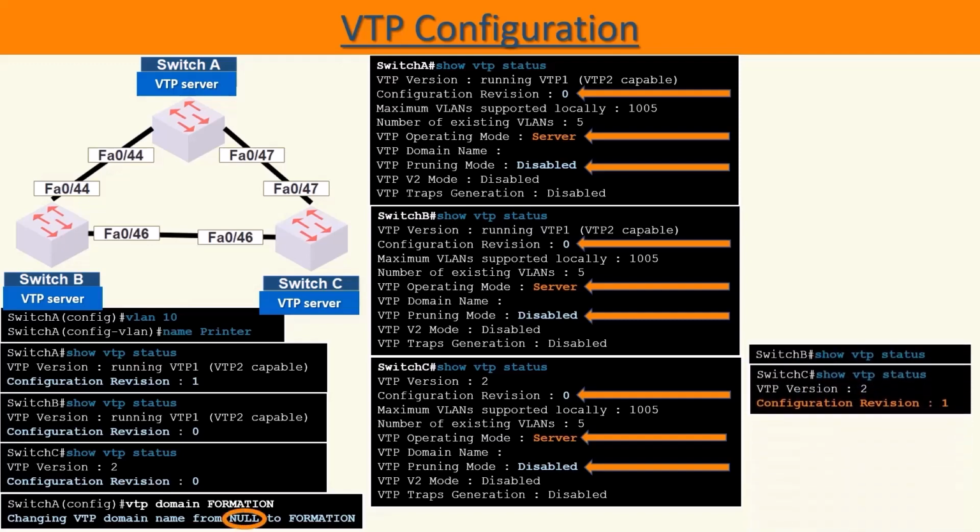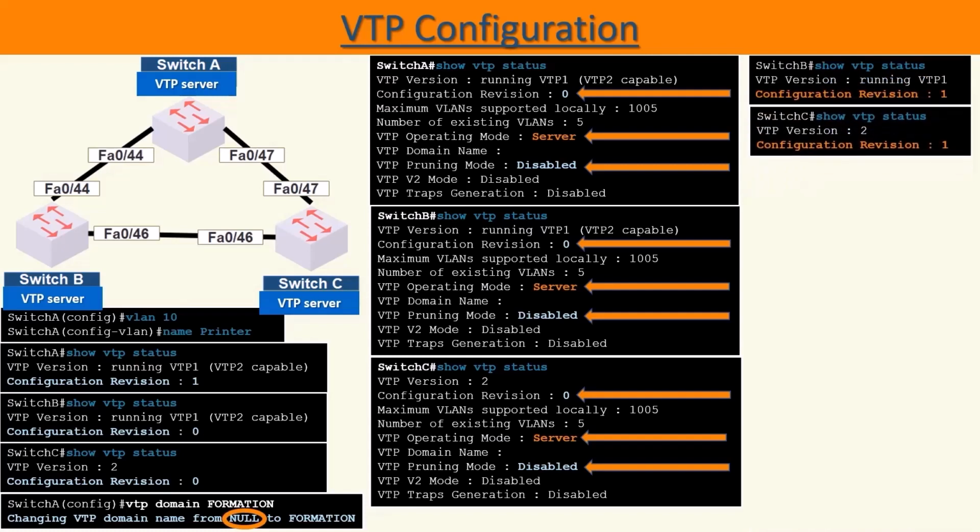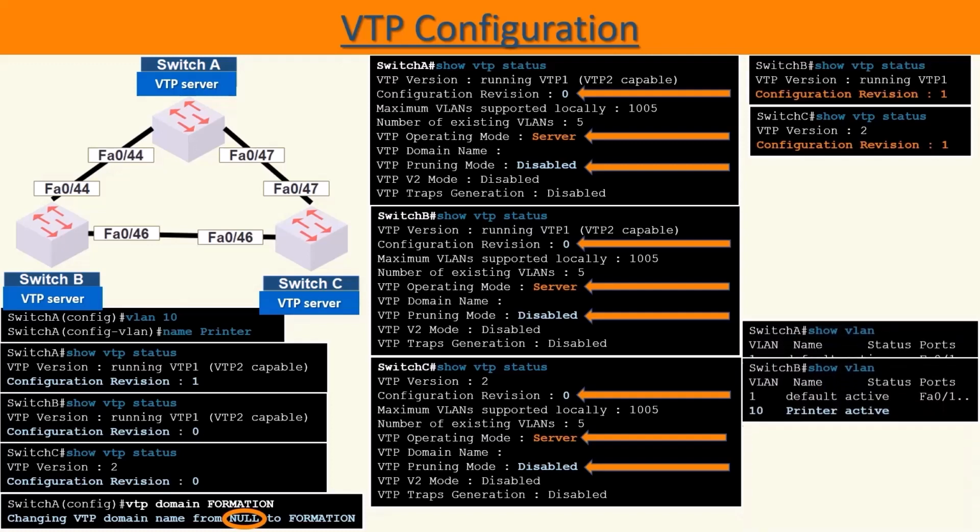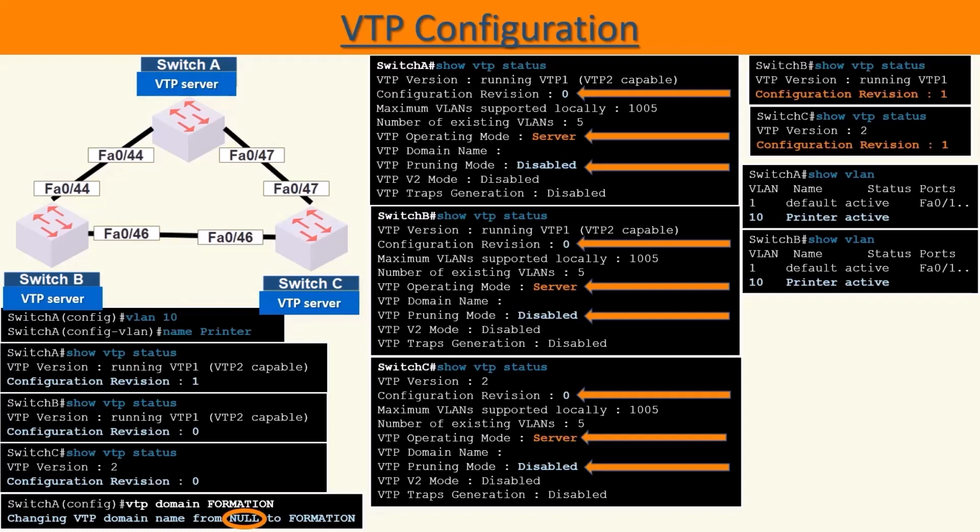If we redo a show vtp status on switches B and C, this time we can see that the revision number has gone to 1, because they synchronized their lists of VLANs with switch A. And if we do a show vlan, we see that VLAN 10 was created and is called printer. VLAN 10 has been learned by the VTP protocol.